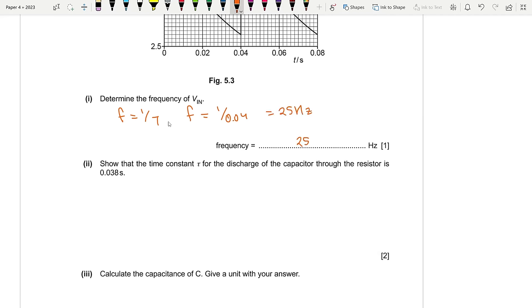Show that the time constant tau for the discharge of the capacitor through the resistor is 0.038 seconds. Okay, so this is the new addition to the syllabus starting from 2022. Tau is actually equal to RC. Tau, this symbol over here, is equal to RC. So, basically, to find out tau, we need the value of R and C.